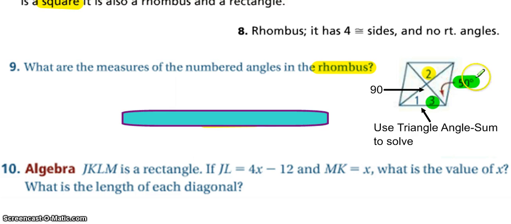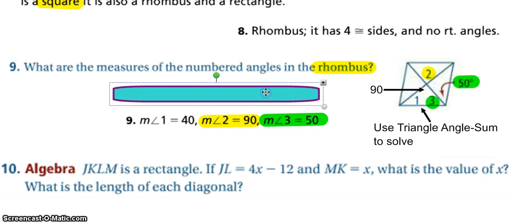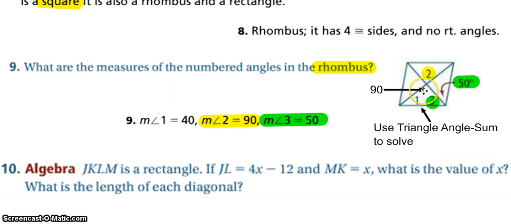Angle 3 we know is going to be equal to the 50 degrees because this diagonal bisects that corner. And then angle 1 we could solve to be 40 degrees based off the triangle angle sum theorem, where it tells me in any triangle I will have 180 total degrees. So since 3 was 50 and my top angle was 90, 1 would have to be 40 degrees.